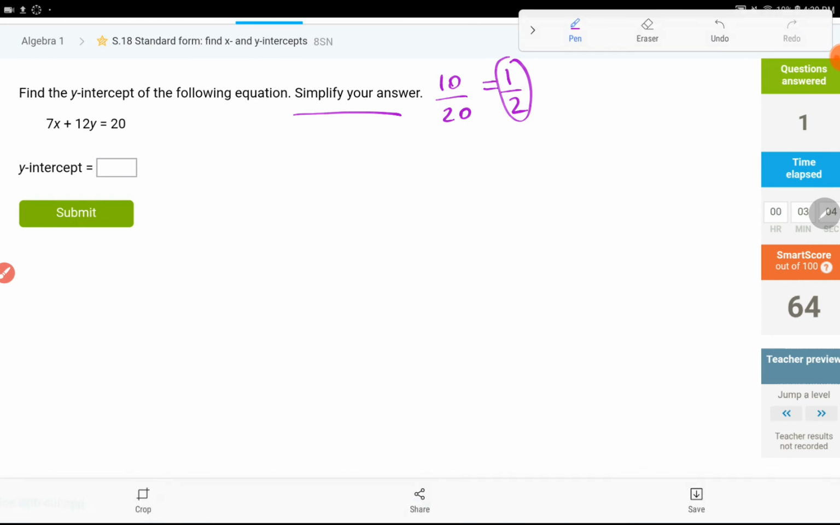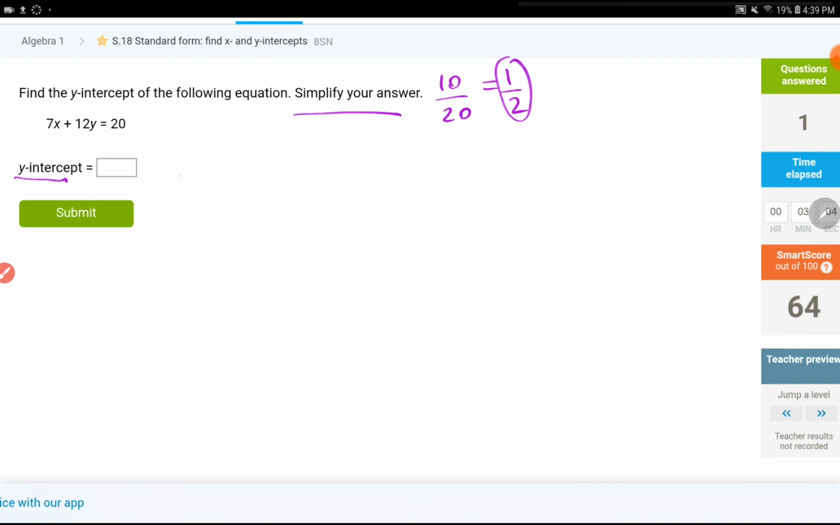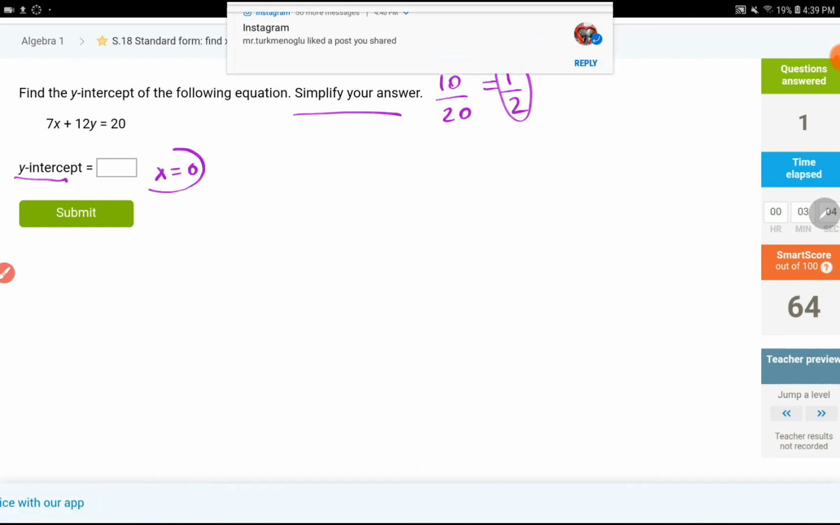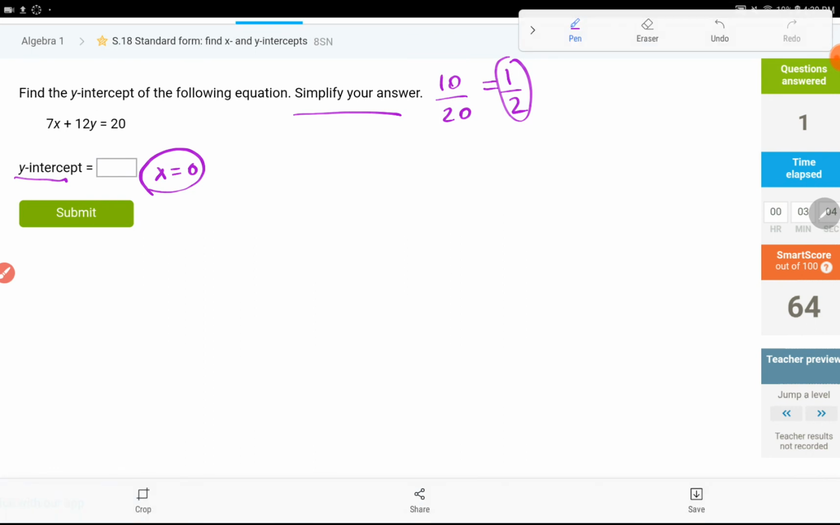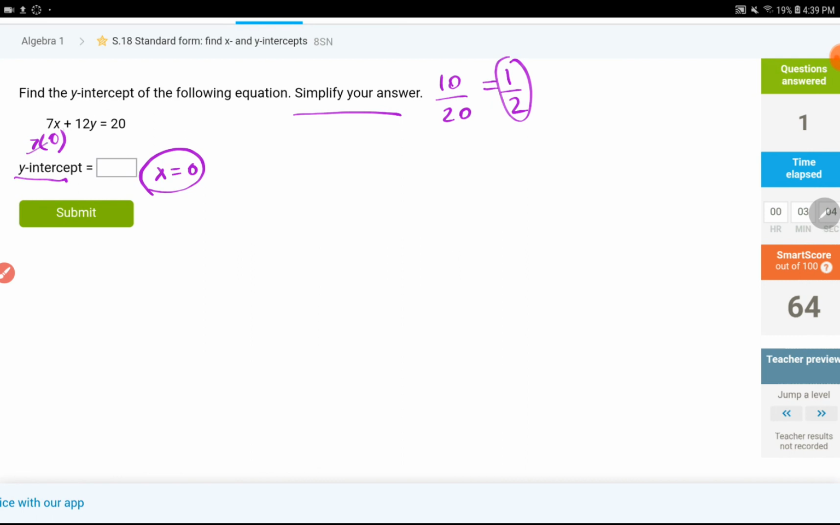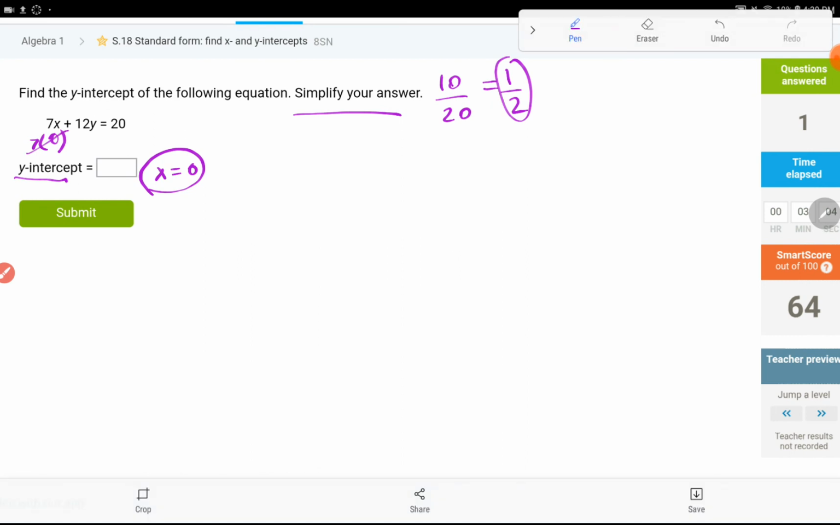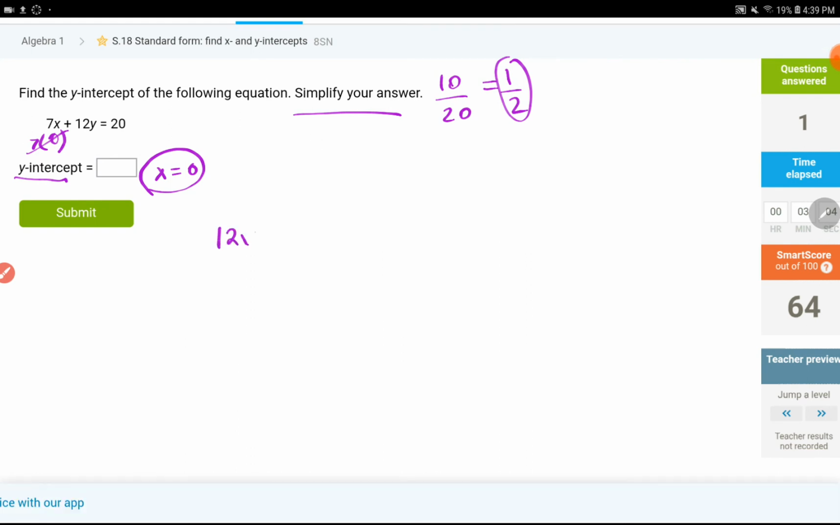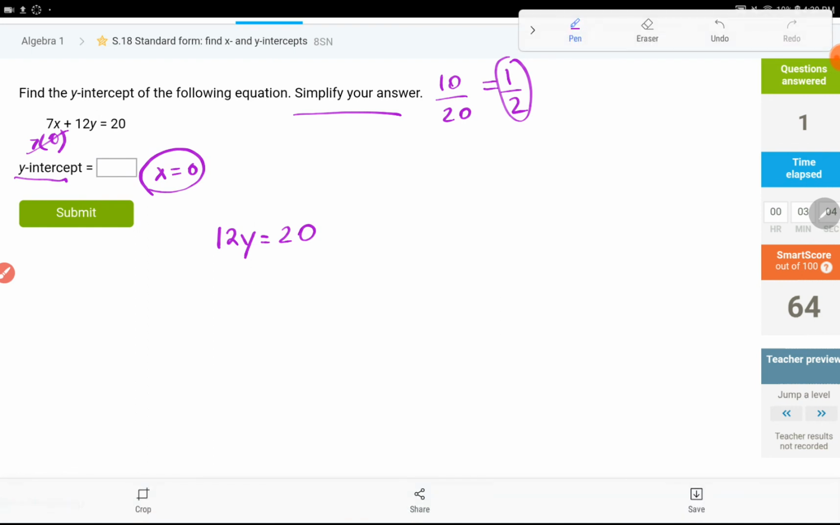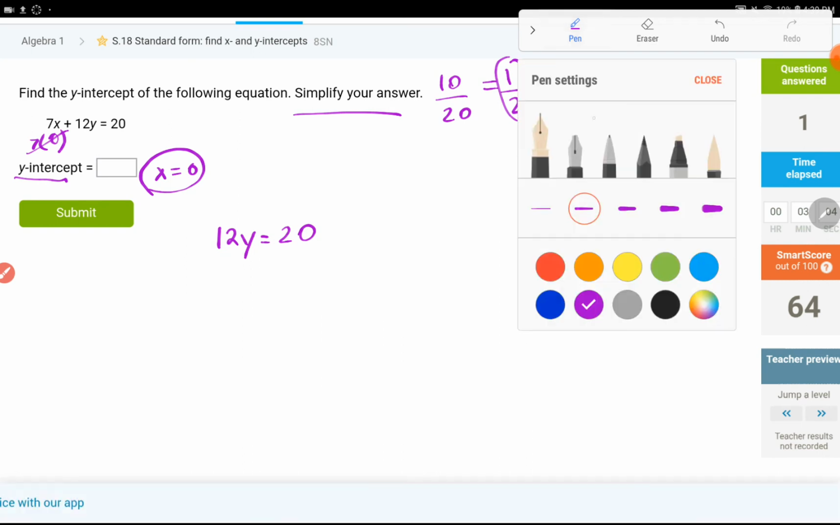Okay. Let's focus on this question. It says find the y-intercept, which means plug in 0 for x. So when I plug in 0 for x over here, that'll turn into 7 times 0, which you're going to just cross out. So we are going to end up with 12y on the left side equals 20. I just rewrote the given equation by plugging in 0 for x. However, since 7 times 0 is going to cancel out, I didn't bring it down. I just brought down 12y equals 20.